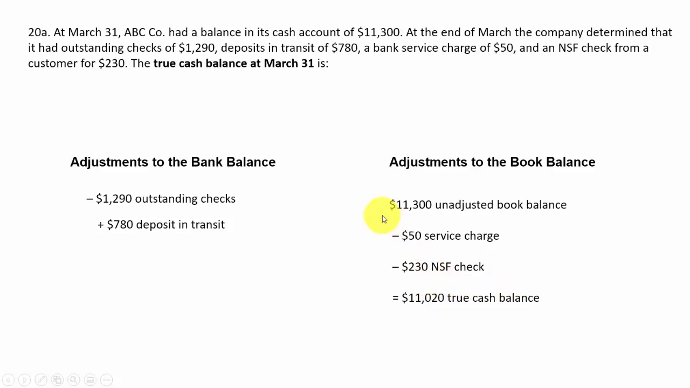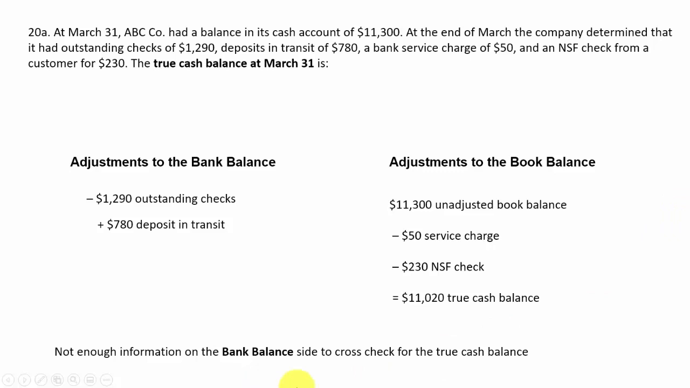What you have to assume in this problem is they gave you two pieces of information that were just irrelevant. You didn't need to have them anywhere. The only way you can come up with a true cash balance is to adjust what you've got to work with, which in this case is all the information on the book side. There's not enough information on the bank side to cross the checks and so forth, so you have to use this as the true cash balance, which is the book side. We have another one here.